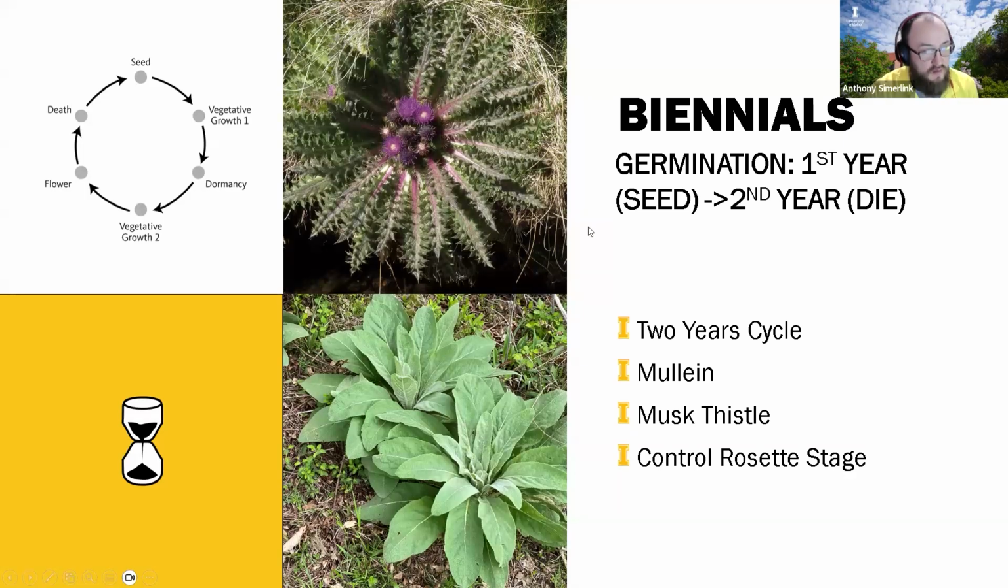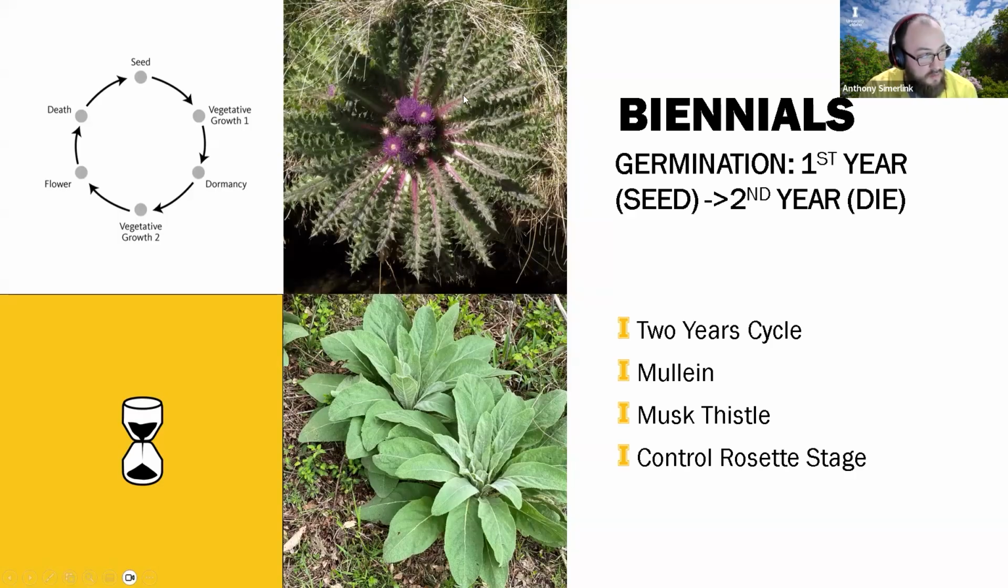Typically, most biennials are dicots, but there always are some exceptions in biology. With biennials, the best stage to control them is usually in this rosette stage, and it is actually in the fall rather than in the spring. But spring applications of herbicides can be effective, although you may need to apply more than one. Just like the annuals, timing is everything.